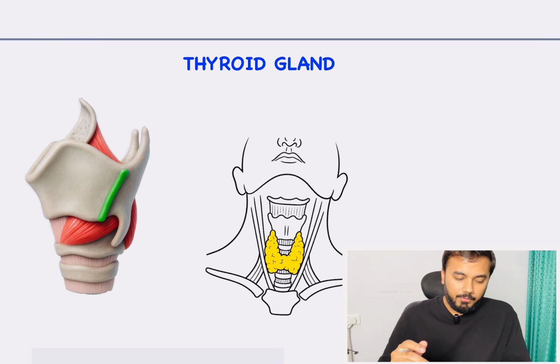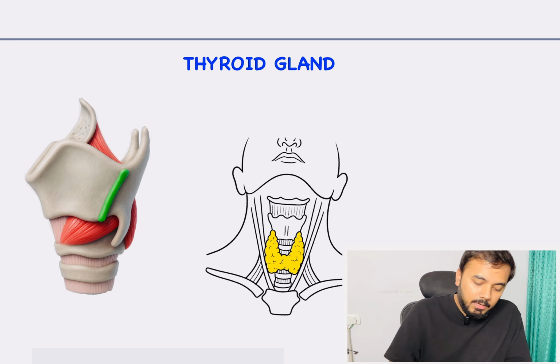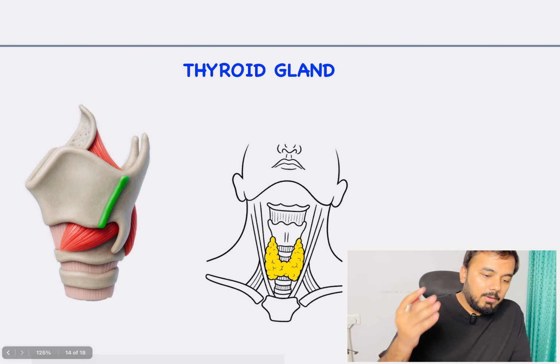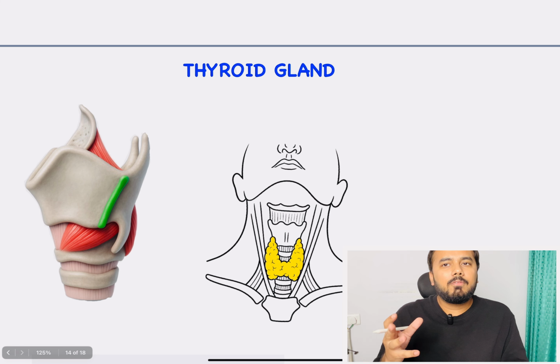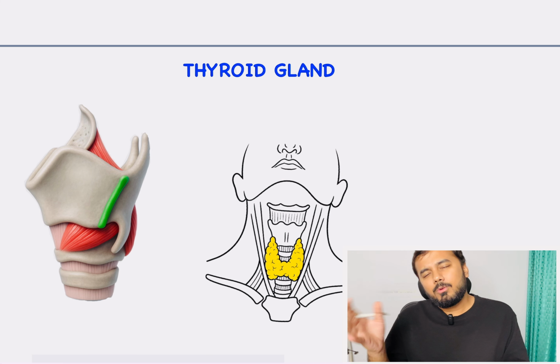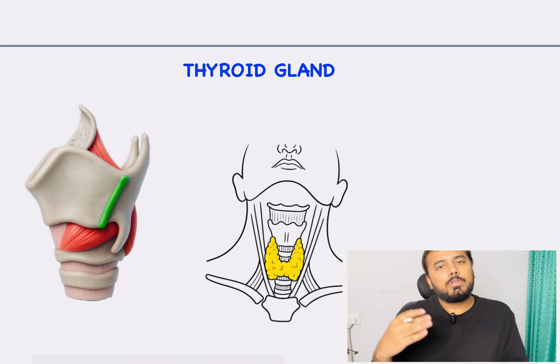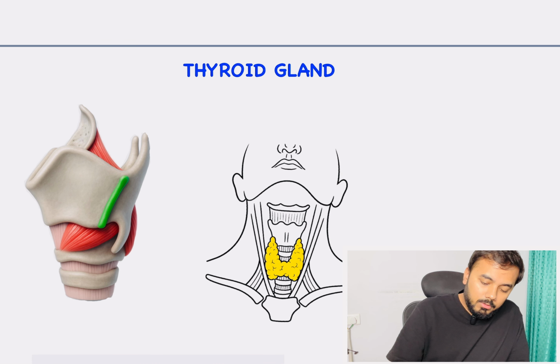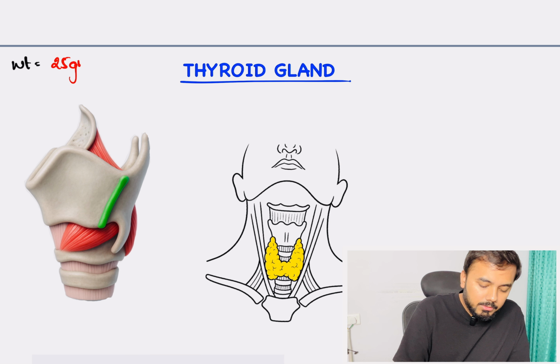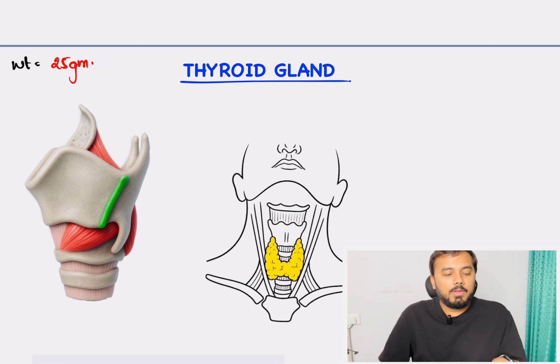Okay, so the first important thing, let us start here. You just tell me what will be the weight of the thyroid. All of you know thyroid is butterfly shaped, right? So tell me what will be the weight of the thyroid gland. So let me write down over here. If you look, the weight of the thyroid gland is somewhere around 25 grams. Okay, it is around 25 grams.